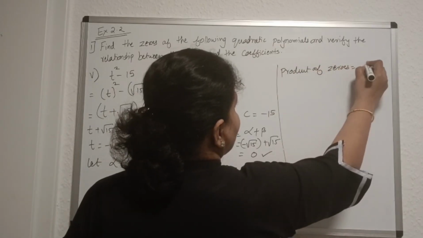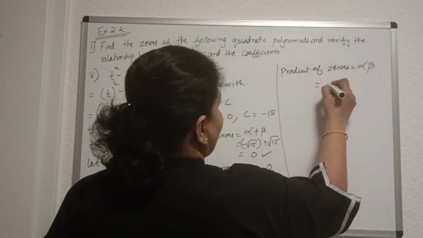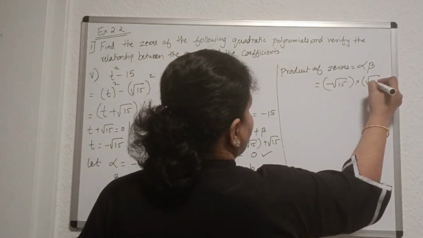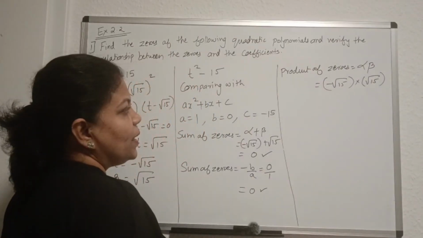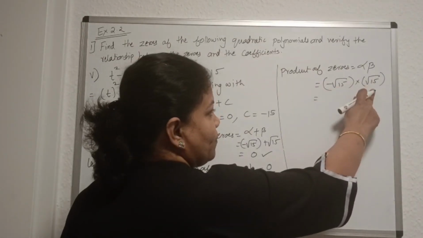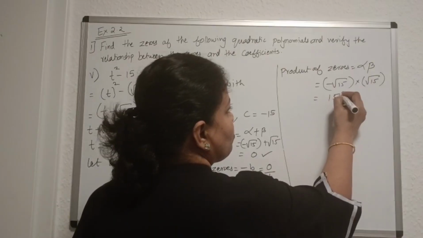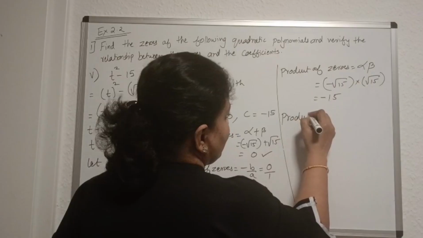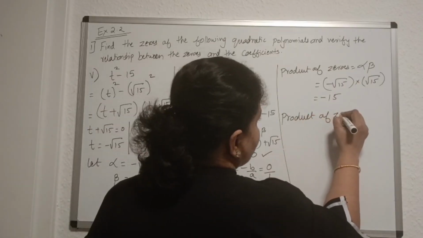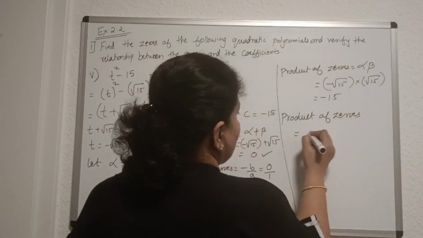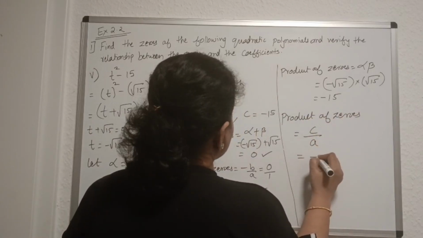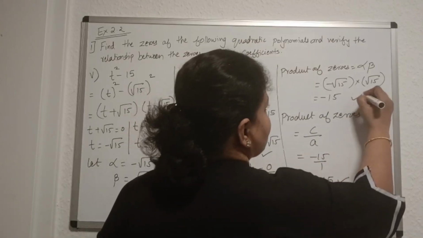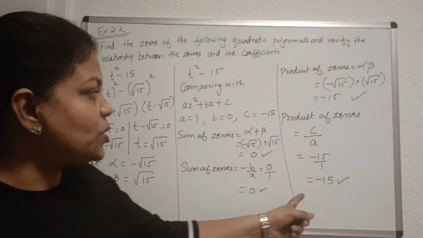Product of zeros, you will take alpha into beta, minus root 15 into plus root 15. What will you get? You will get root 15 into root 15, that is 15, but negative 1. So minus 15. Okay. And now by formula you will write product of zeros will be c by a. Your c is minus 15, a is 1. So your answer is minus 15. Both are the same, you can see this. So this question is also verified.